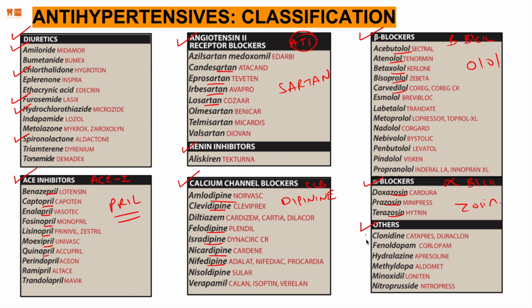Other drugs: clonidine, methyldopa. If you don't remember the whole list, no problem. But clonidine and methyldopa are extremely important to remember. Okay? So as soon as we hear the suffix of any of these drugs, we can recall that these are antihypertensives and they are from a specific class. Okay?